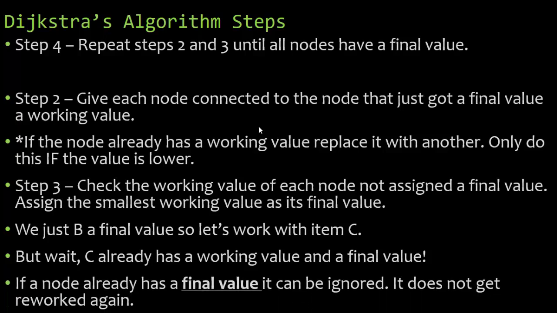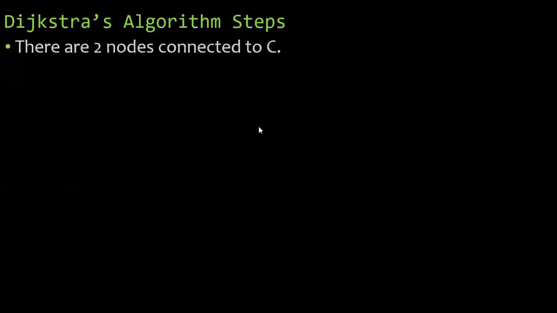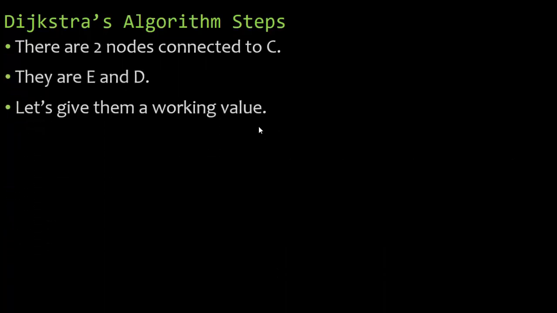If a node already has a final value, it can be ignored. It does not get reworked again. So there are 2 nodes connected to C. They are E and D. Let's go ahead and give them a working value.